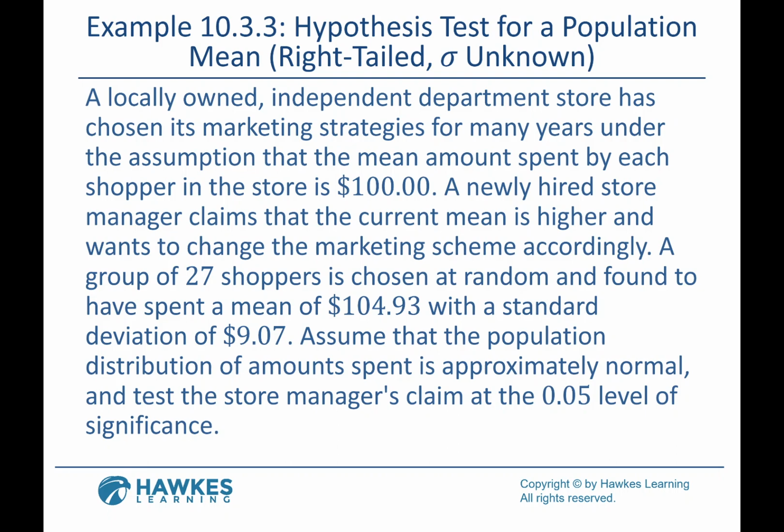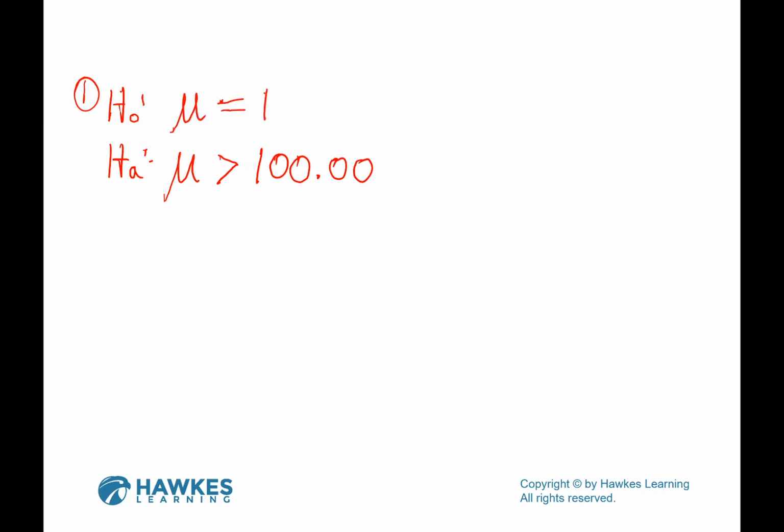So we want to test the manager's claim. The manager's claim here is that the mean is higher than $100, so greater than $100. That's our alternative hypothesis. Our null hypothesis would be that mu is equal to $100.